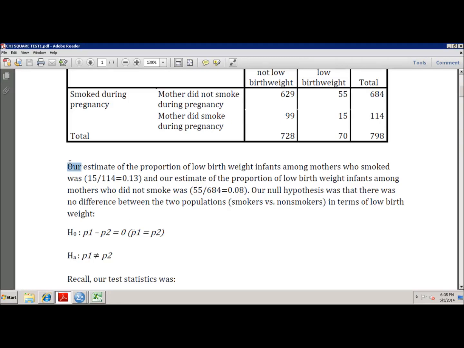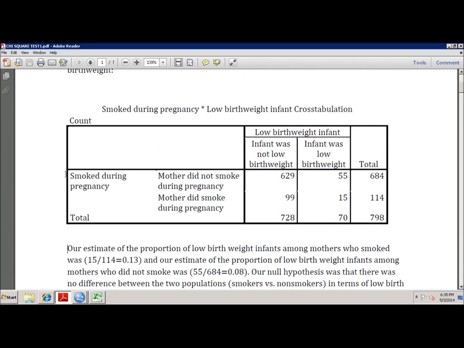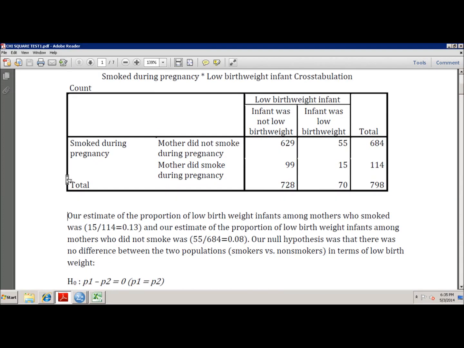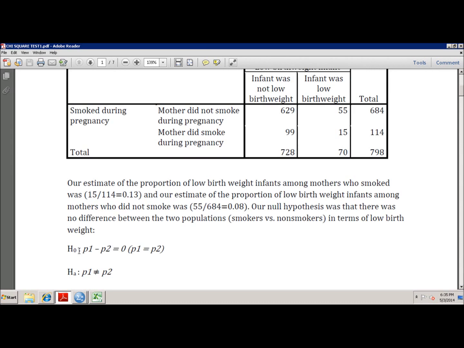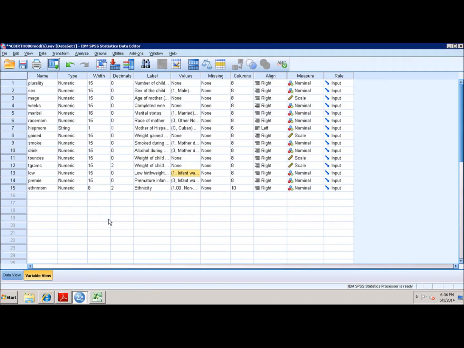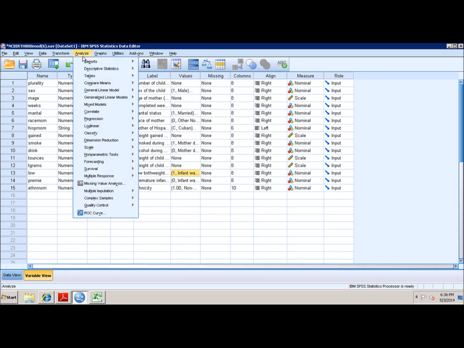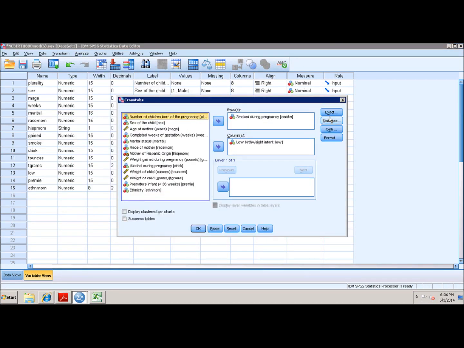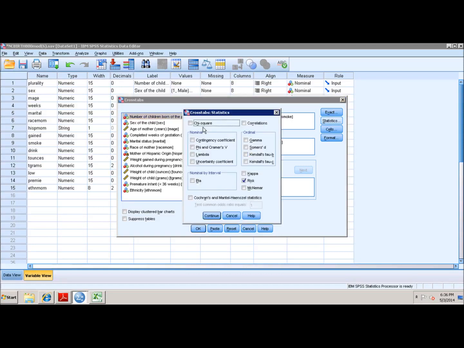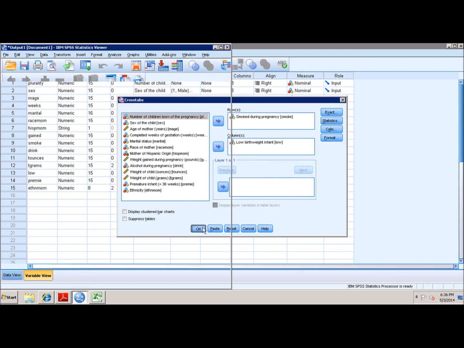A third way to look at this is with a chi-squared. So we can look at a 2x2 table with a chi-squared analysis as well. So if we go to SPSS and go to Analyze, Descriptive Statistics, Crosstabs. For statistics, we can click on chi-square, and we'll get more into chi-square in a moment. Click Continue, click OK.